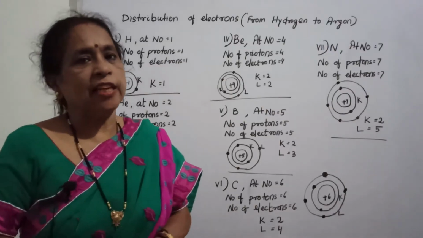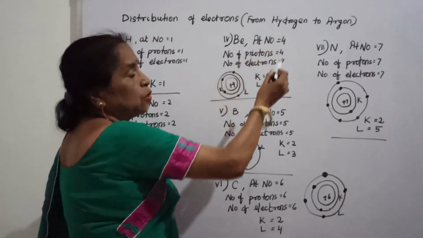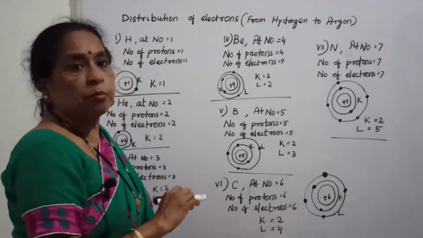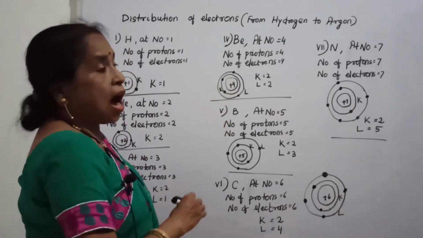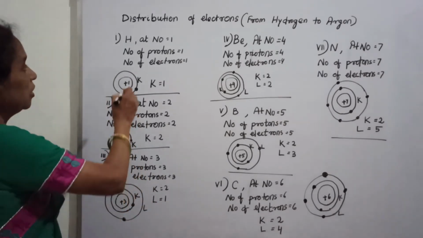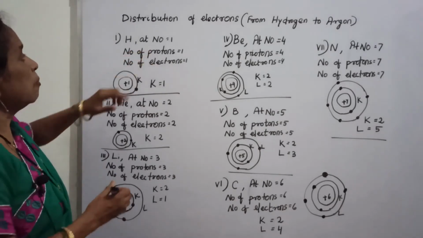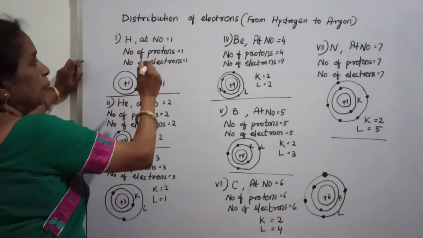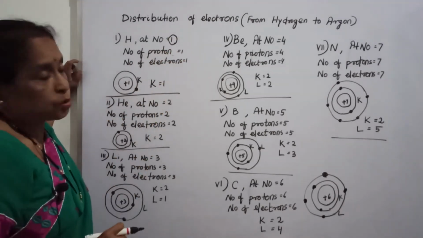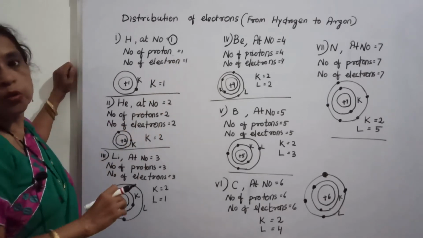Now we will see the distribution of electrons from hydrogen to argon. Hydrogen has atomic number 1, whereas argon has atomic number 18. Starting from the beginning, hydrogen has atomic number 1. What does atomic number 1 mean? That means the number of protons is equal to 1. Similarly, the number of electrons is equal to 1.